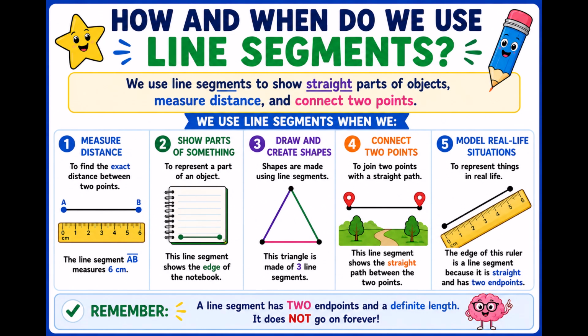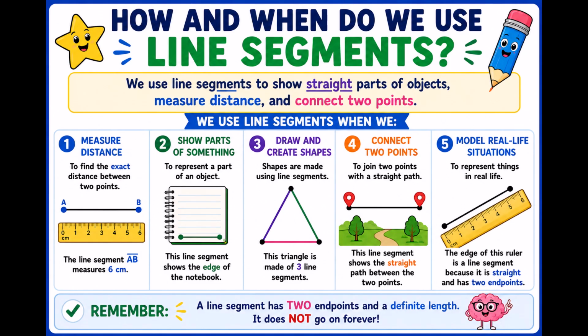And number 4, we also use line segments to connect 2 points. A line segment joins 2 points with the shortest straight path. It begins at one endpoint and ends at another endpoint. Example, a straight path from one location to another can be shown with a line segment.